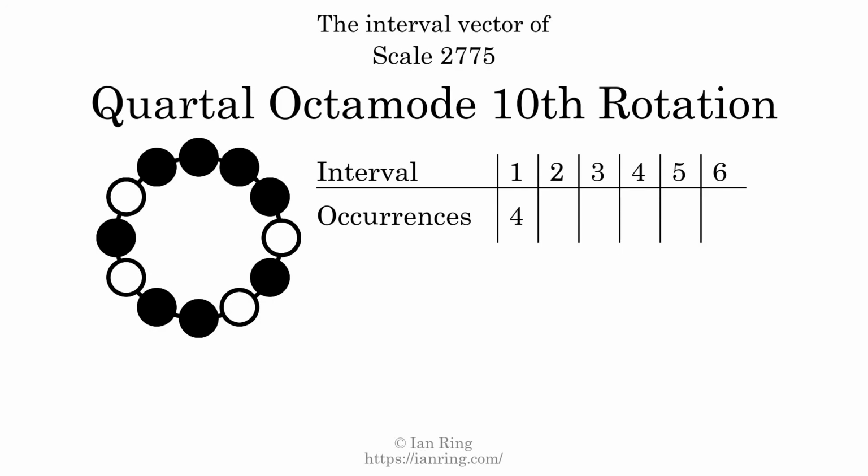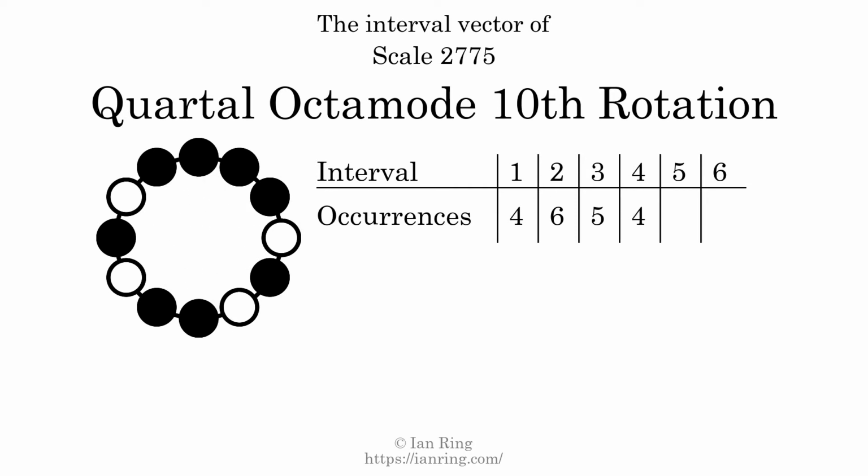There are 4 intervals with the size of 1 semitone. They are here, here, here, and here. There are 6 intervals with the size of 2 semitones. They are here, here, here, here, here, and here. There are 5 intervals with the size of 3 semitones. They are here, here, here, here, and here.